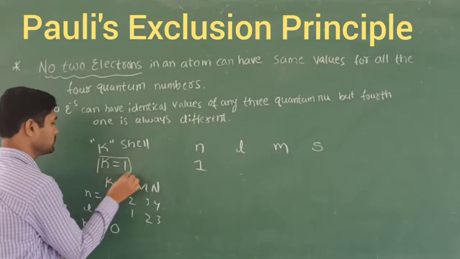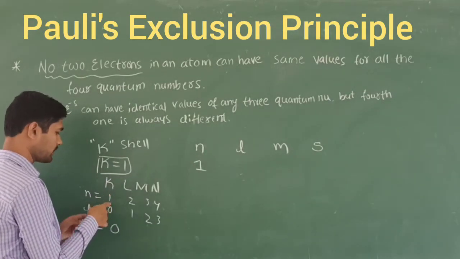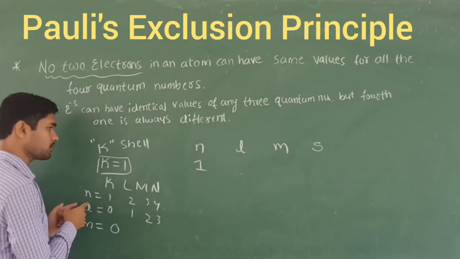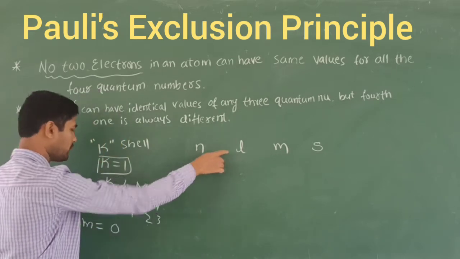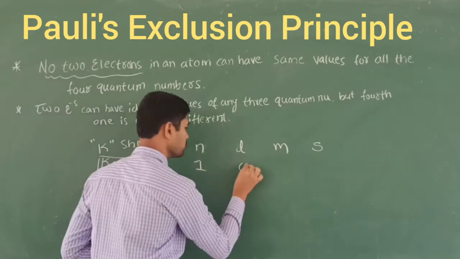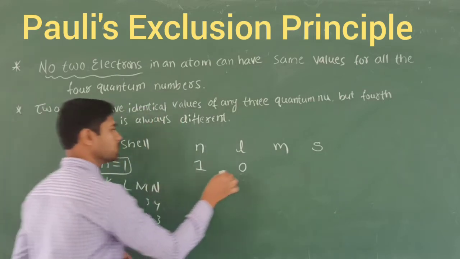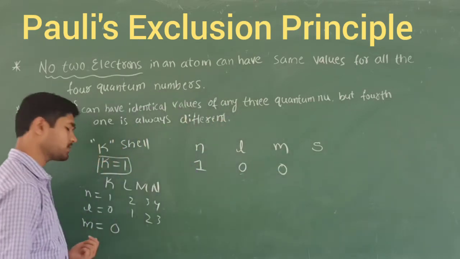For the K shell, what is the value of the principal quantum number? K is equal to 1, that is, the principal quantum number is 1. What about the l value? l is 0. And what about the m value? The m value will be 0. What about the s value?